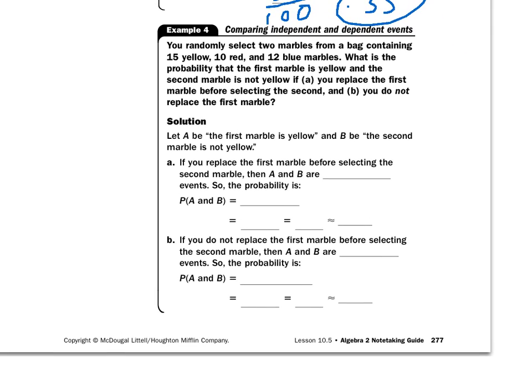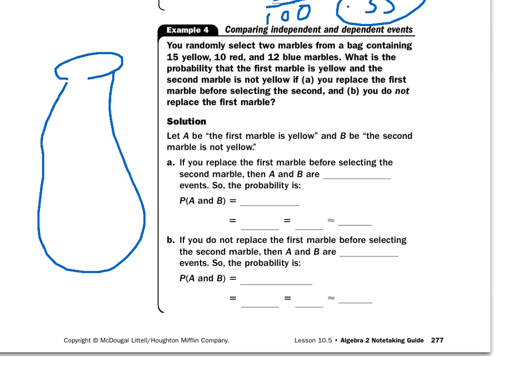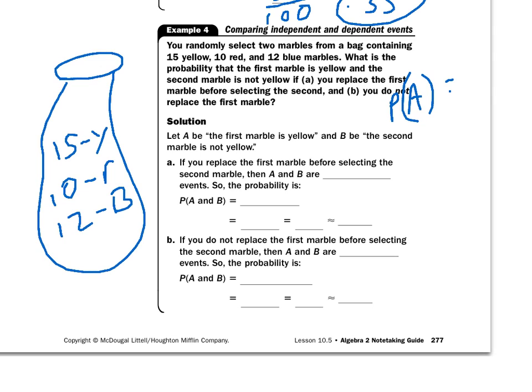Here's example 4. You randomly select 2 marbles from a bag containing 15 yellow, so let's make a little bag here, containing 15 yellow, 10 reds, 12 blues. What is the probability that the first marble is yellow and the second marble is not yellow? First marble being yellow, the probability of A would be 15. Remember, it's probability, not odds. 15 out of, it looks like there are 37 marbles total.